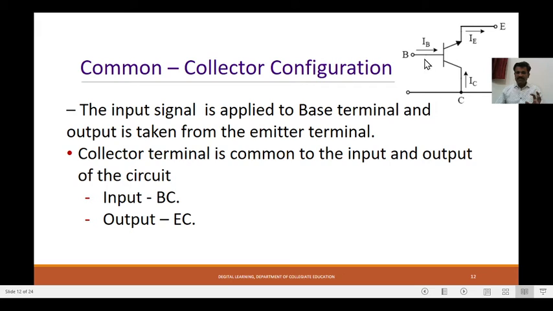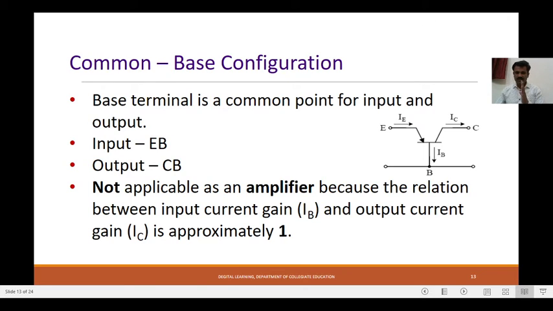The input signal is applied to the base terminal, and it is taken out at the emitter region. That will give you the output. That is one configuration. The second configuration is common base. Here the base terminal is common for both input and output, and it is not applicable for an amplifier. This is a special feature of the common base configuration.